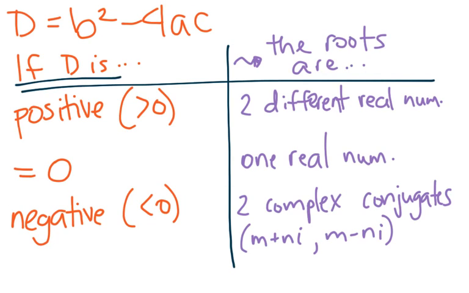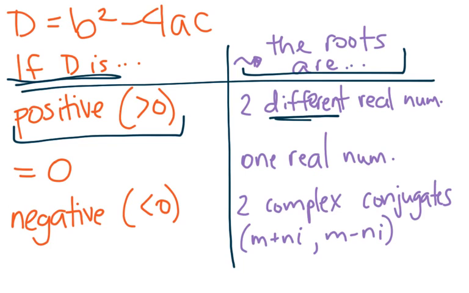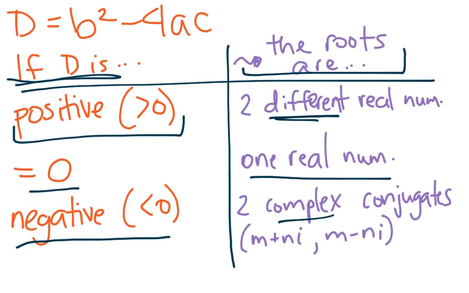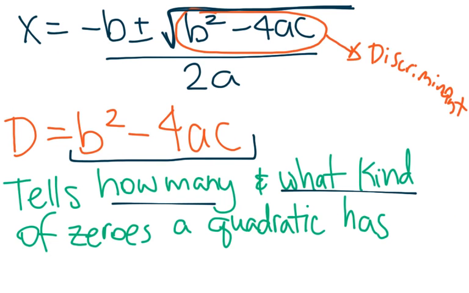For example, if the discriminant is a positive number, then the roots of the quadratic equation are going to be two different real numbers. If the discriminant is 0, the quadratic equation will have one real number as a root, and if the discriminant is a negative value, then there will be two complex conjugates as the roots in the form of m plus ni and m minus ni. And that makes sense because if the discriminant were negative, it would mean this value under the square root would be negative, which tells us that there are imaginary numbers involved.